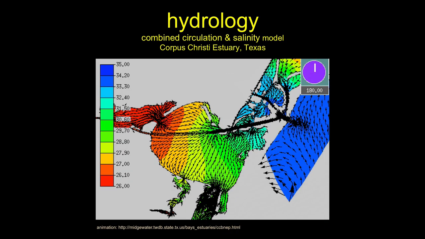Here's one last one. This one is in Texas. And again, this is going to be the freshwater source here, and this is going to be towards the ocean, or the ocean itself over here to the right. Again, the arrows indicate the velocity of water movement, and the colors represent salinity, with hotter colors, fresher water, colder colors, more salt water. And this one goes pretty quick.